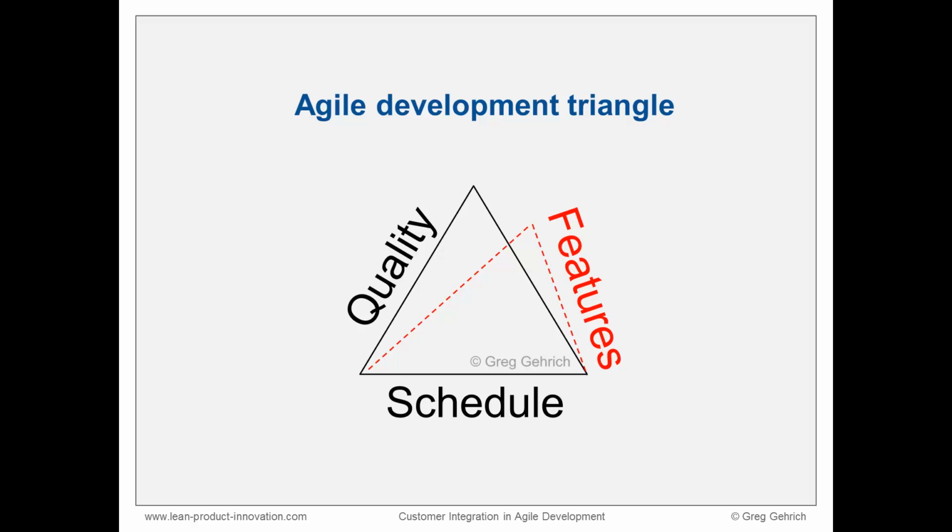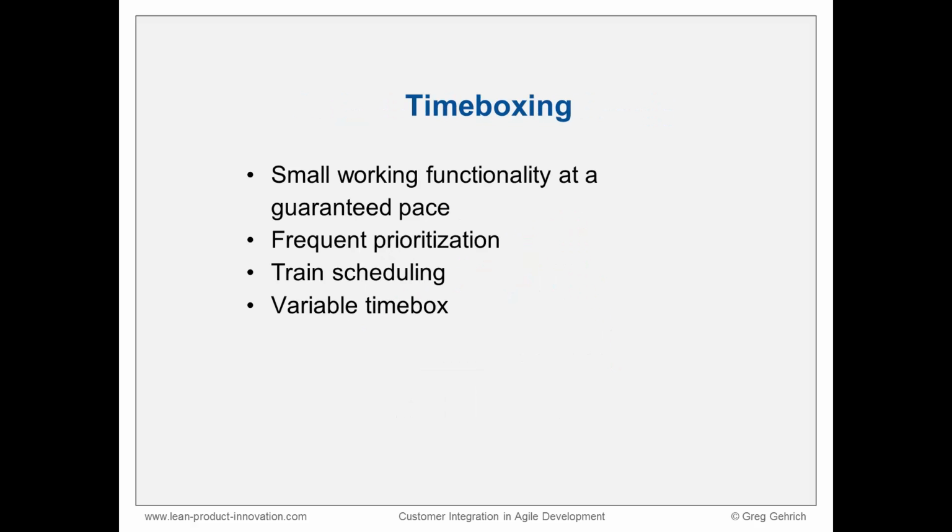Those that don't are pushed into the next. Because the features are flexible, the quality of those that do make it are never compromised. Quality and schedule are ironclad, and feature variability is part of the process and thus easily managed. Each time box is designed to produce a small working piece of functionality at a guaranteed pace. A fixed time frame forces frequent reprioritization. This assures that only the most important features are included in the short period.